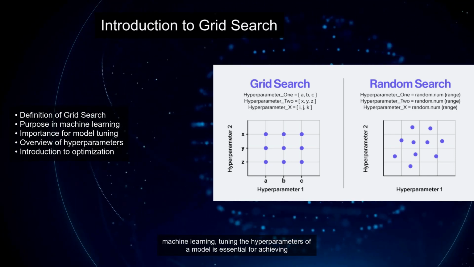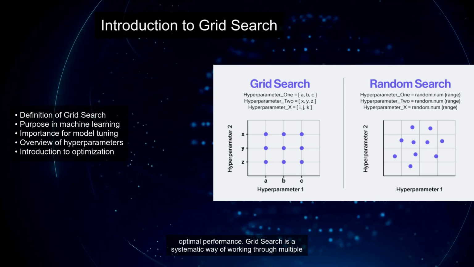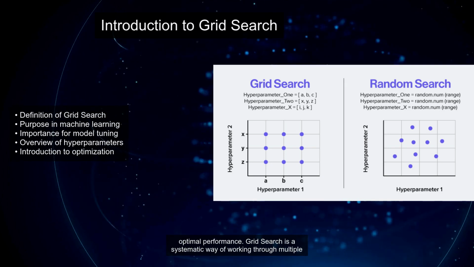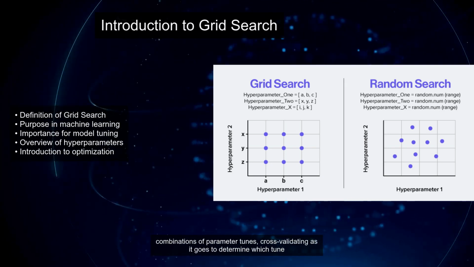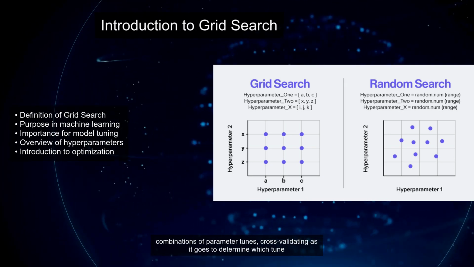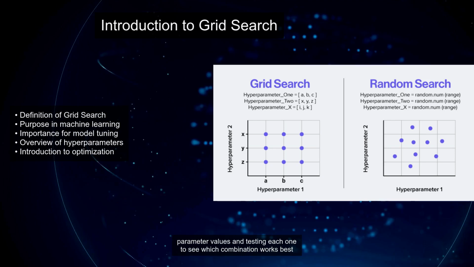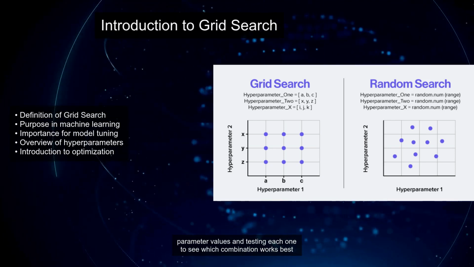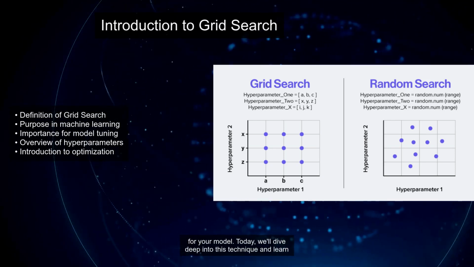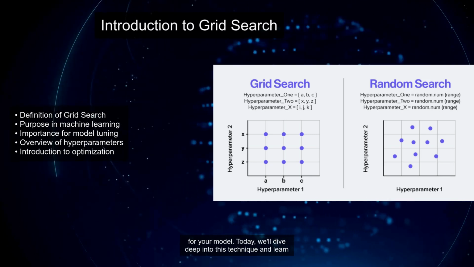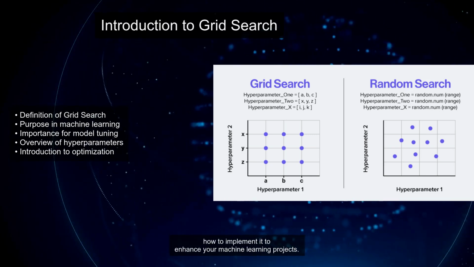In machine learning, tuning the hyperparameters of a model is essential for achieving optimal performance. Grid search is a systematic way of working through multiple combinations of parameter tunes, cross-validating as it goes to determine which tune gives the best performance. It's like setting up a grid of possible parameter values and testing each one to see which combination works best for your model. Today, we'll dive deep into this technique and learn how to implement it to enhance your machine learning projects.